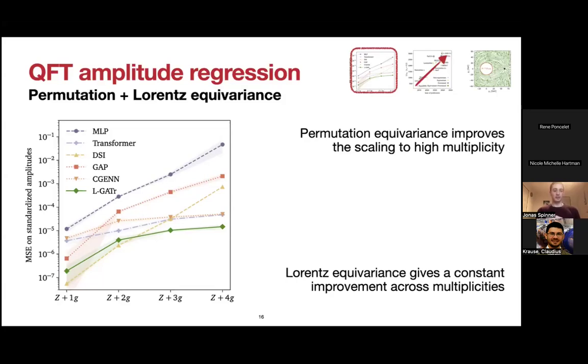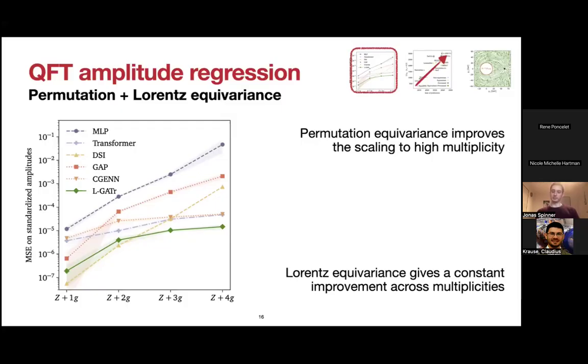Then the next step is comparing an MLP to what we call GAP, which is essentially an MLP that uses geometric algebra representations. This is the red line. You see that there's essentially a constant improvement, and this comes from the Lorentz equivariance that is built into this GAP model. We have two other architectures, the SI and CGENN. They both implement some kind of Lorentz and permutation equivariance, so they have the same symmetry as the L-GATr model. But as you see, the L-GATr model is the most performant.